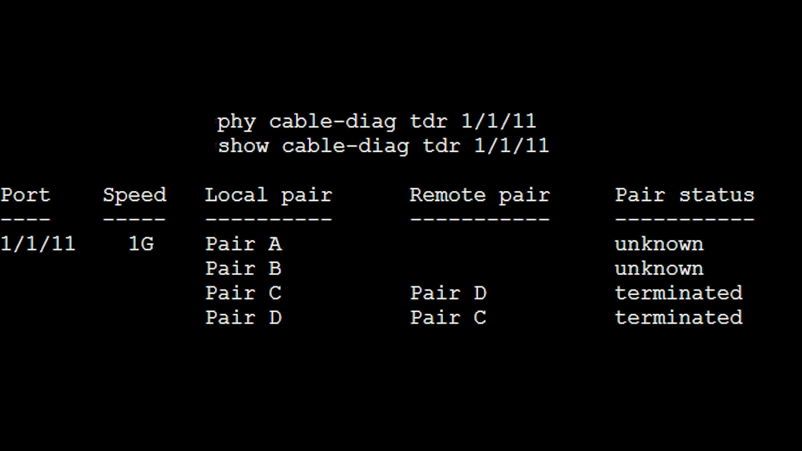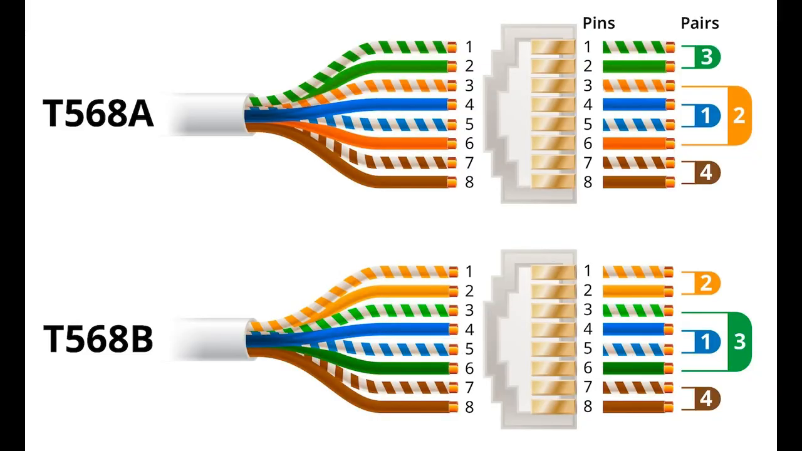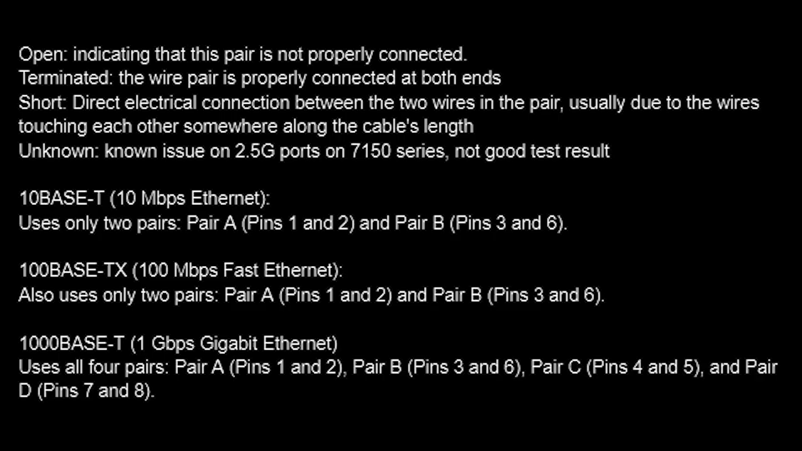After the test completes, retrieve the results by entering show cable-diag tdr port. The output will display the status of each wire pair: pair A, pins 1 and 2, pair B, pins 3 and 6, pair C, pins 4 and 5, and pair D, pins 7 and 8, with possible statuses including open, indicating the pair is not properly connected; terminated, the pair is properly connected at both ends; short, a direct electrical connection between the two wires in the pair, usually due to the wires touching each other somewhere along the cable's length; and unknown, a known issue on two 5G ports on 7150 series switches, indicating an unreliable test result.